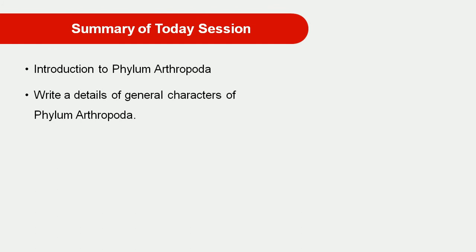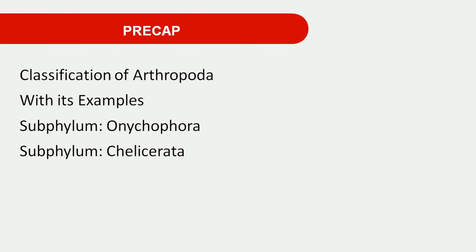Then in the next session we will go through how this largest group of animals is classified, what the characteristic features are, and how many classes are found in the phylum Arthropoda, with detailed examples. We will go on to the detailed subphyla, such as Mandibulata and the subphylum Chelicerata.